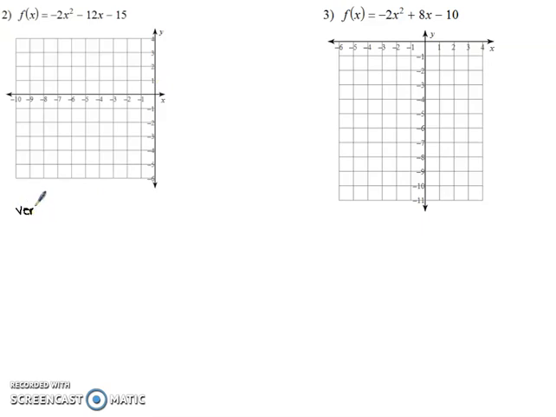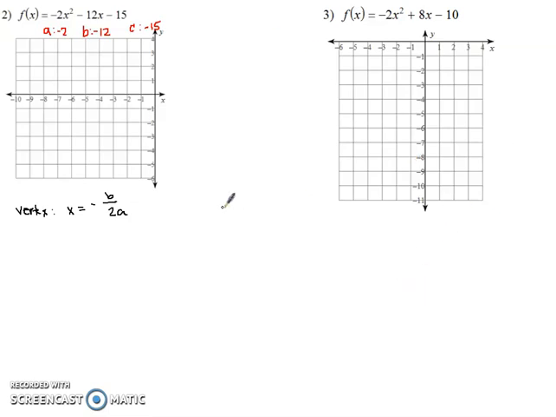So step 1, I need to find my vertex by using the formula x equals negative b over 2a. So in this quadratic, I have an a value of negative 2, I've got a b value of negative 12, and I've got a c value of negative 15.